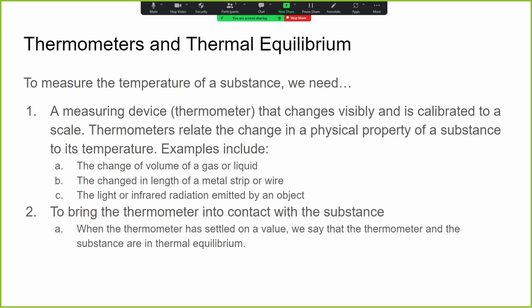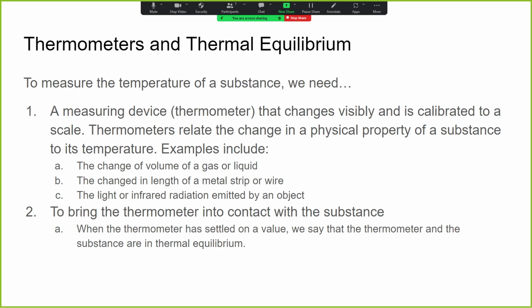And then, if we're not going to directly measure the temperature with a thermometer, let's say it's a liquid, you can obviously just put the thermometer straight in the liquid. But if we have something that is not like that, what we would want to do is have the thermometer come into contact with whatever substance it is. So when the thermometer has actually settled on a value, we say that the thermometer and the substance are in thermal equilibrium.